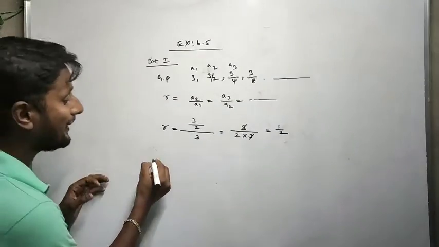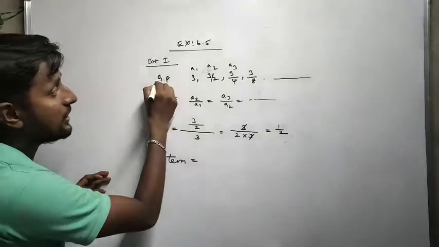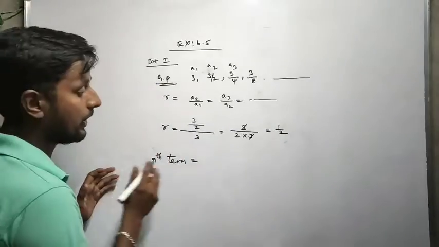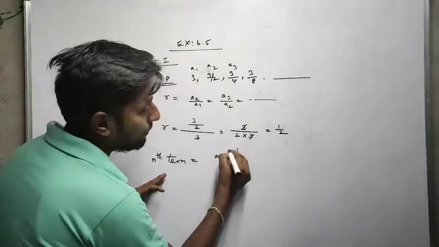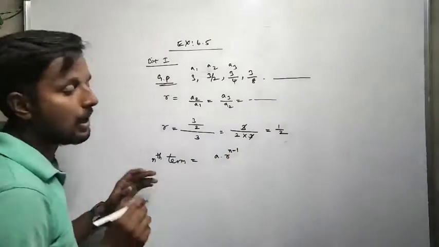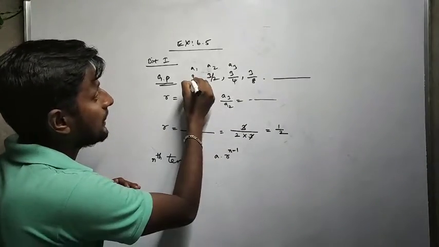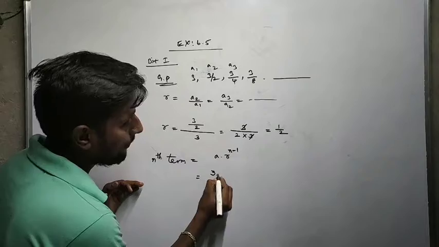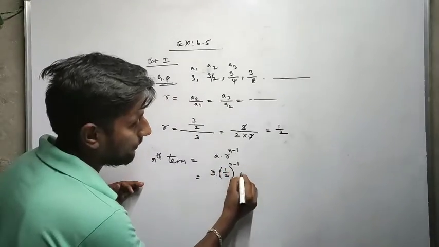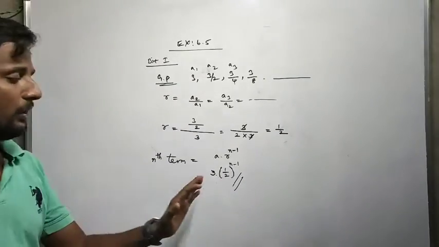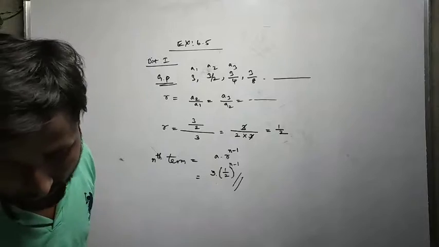Now we should find the nth term. We are talking about GP, not AP, geometric progression. So the formula is A into R to the power n minus 1. The A value is nothing but A1. So 3 into R value 1 by 2, whole power n minus 1. This is the answer, and we are not going to simplify it.